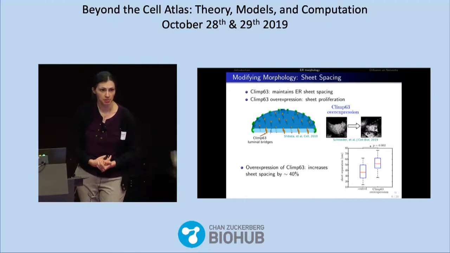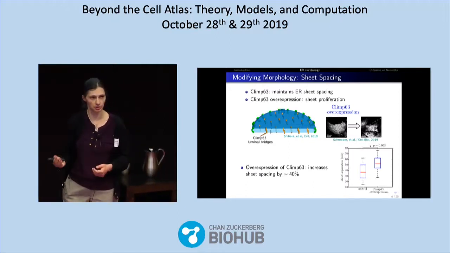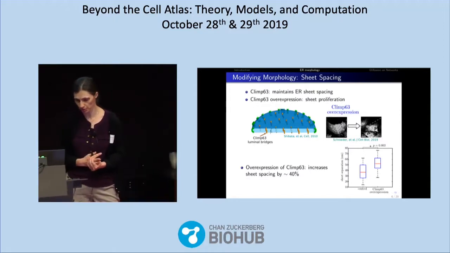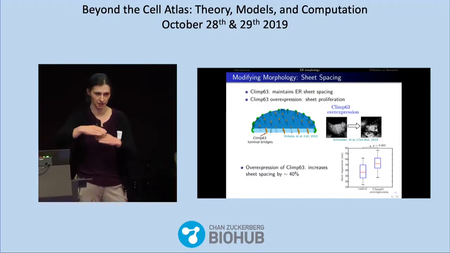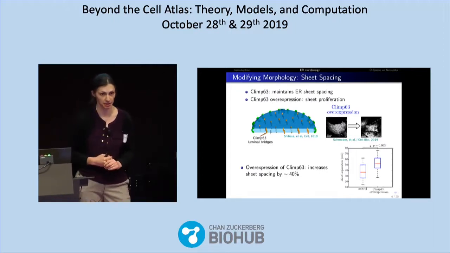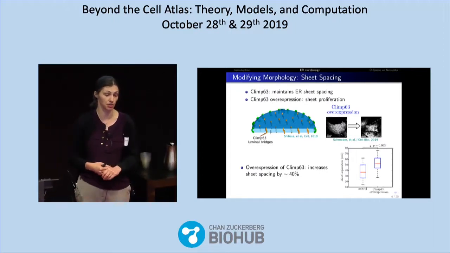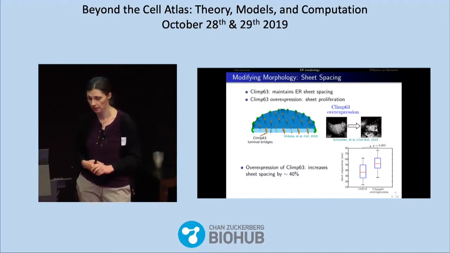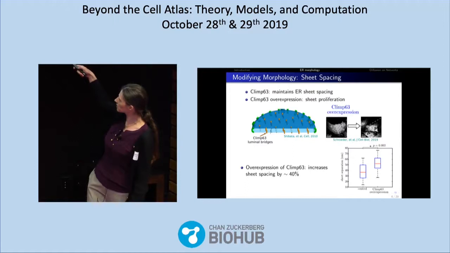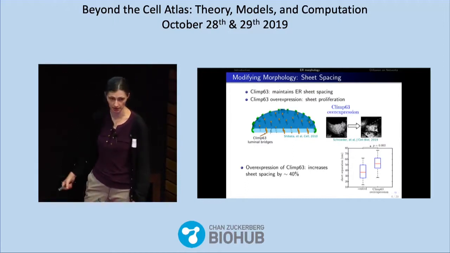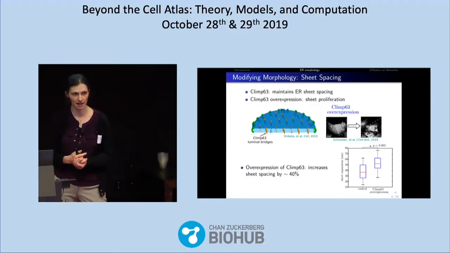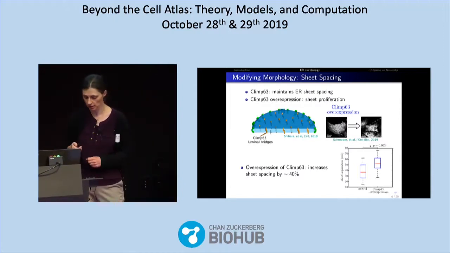Similarly, we can overexpress a protein called Climp63. It's known to stabilize ER sheets. It wasn't originally known whether those proteins pull the sheets together or act as posts, pushing them apart. But it is accepted that when you overexpress Climp63, the sheets proliferate. You get more sheets in the peripheral region. Using our quantification approach, we found that Climp63 actually increases sheet spacing. If you overexpress it, your sheets become about 40% further apart, indicating these are acting as posts to keep the ER sheets apart from each other.